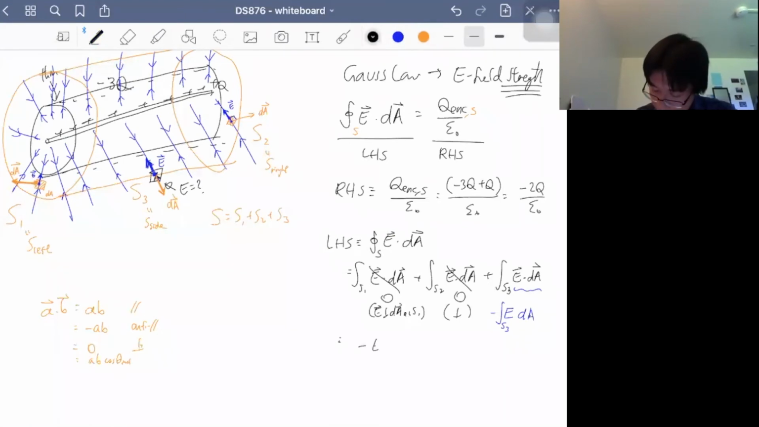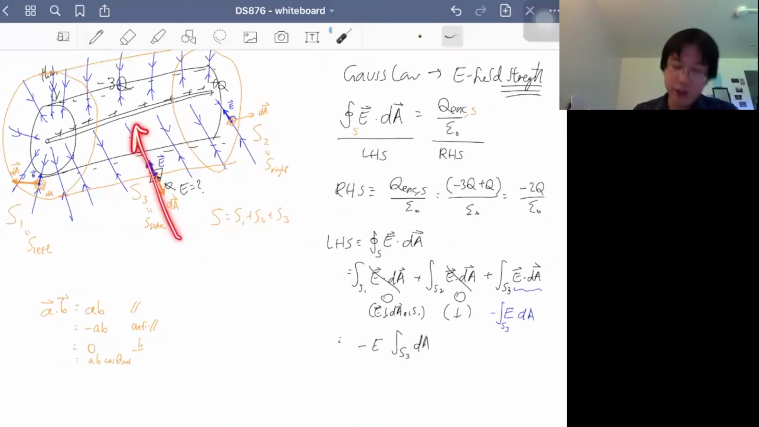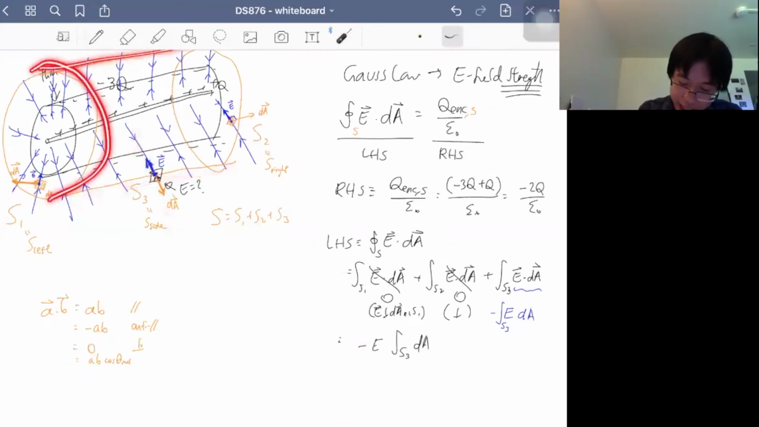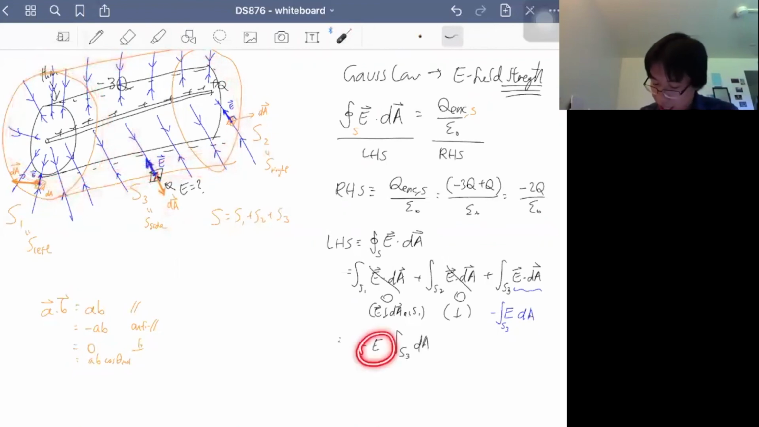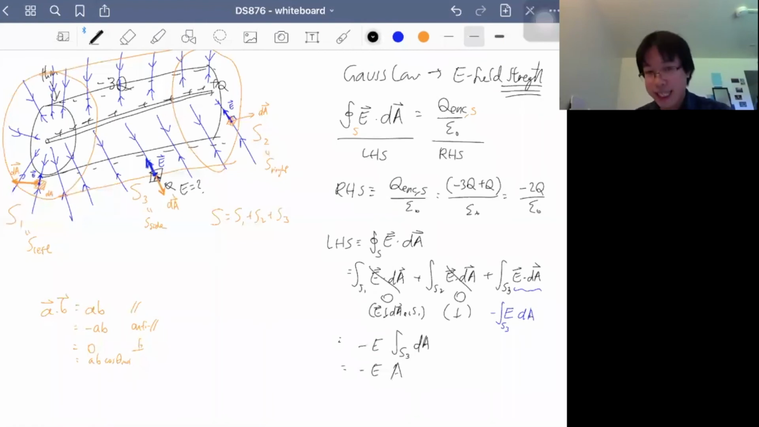Is E constant? Well, absolutely not, because the further away you are from here, of course, the E will get weaker and weaker. The closer and closer, you'll get stronger. However, around S3, if you go around here, due to the symmetry, there's no reason that E is stronger on one side than the other. So E is constant as far as S3 is concerned. So as far as S3 is concerned, you can pull that out. So now you just have to integrate this. What is the integral of dA? It's just A. Integrate dx is x, integrate dA is A. A of what? A of S3.